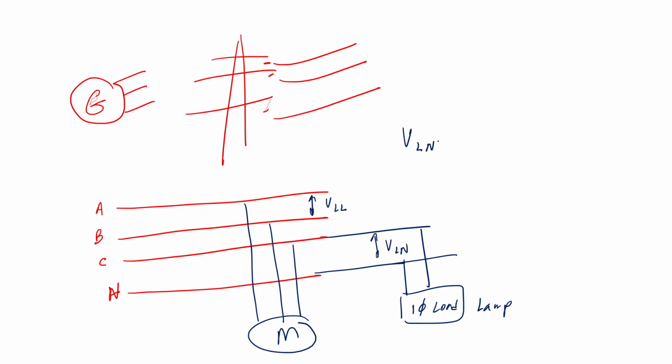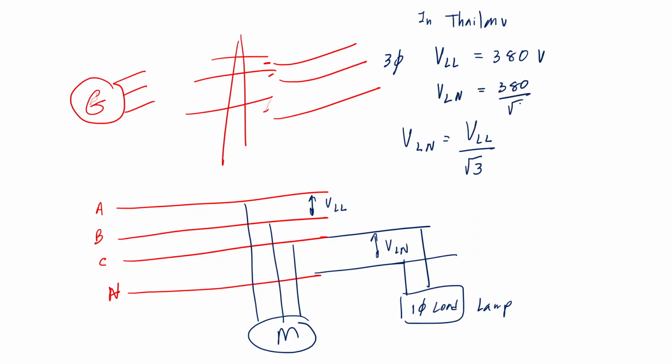The voltage from line to neutral is the voltage of line to line divided by square root 3. For example, in Thailand, for low voltage, we reference the voltage between line to line. The voltage between line to line for a three-phase system is 380 volt, and it results in the voltage line to neutral being 380 volt divided by square root 3, which is 220 volt.